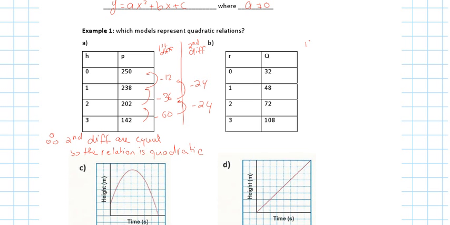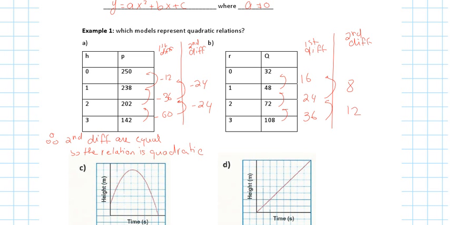We can do the same thing for the second table. What do you have? 16, 24, 36. It's not constant. I have to move to the second difference. If I do the second difference, what do I get? 8 and 12. So you see the second difference is also not constant.